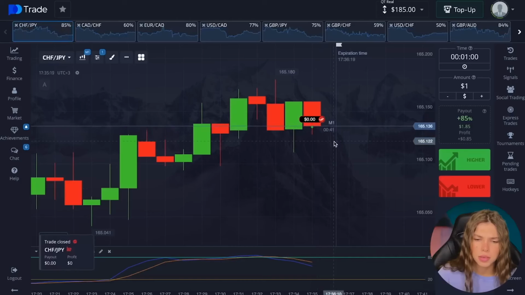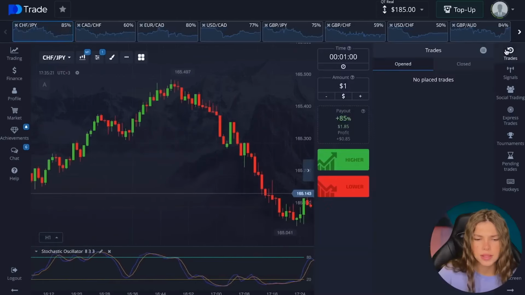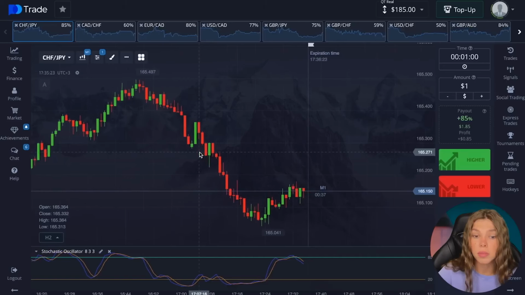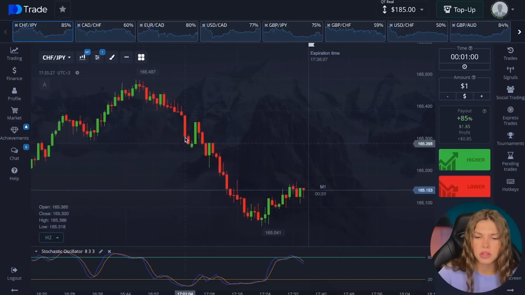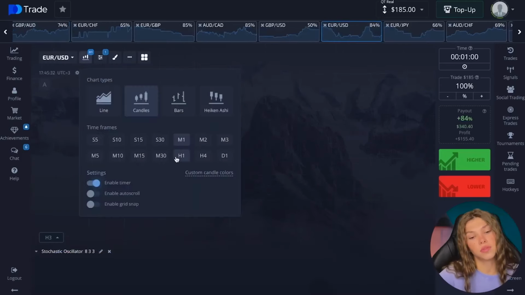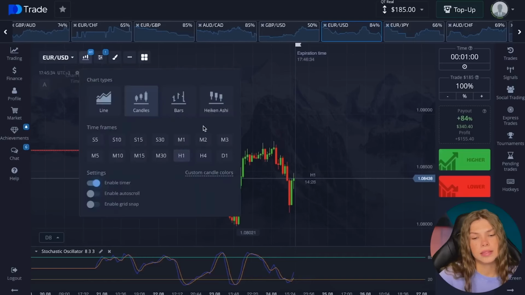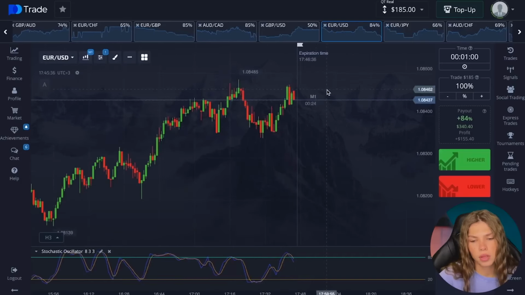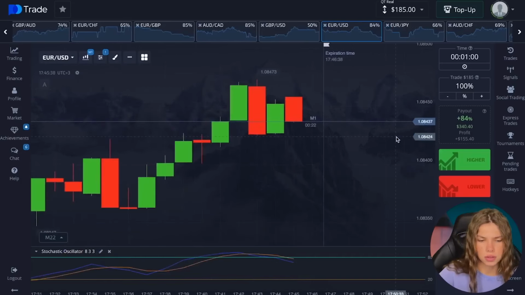Something strange happened here, but the main thing is that our main deal closed with a plus, and in any case, we in fact trembled on the spot and we had 180. It became $185.